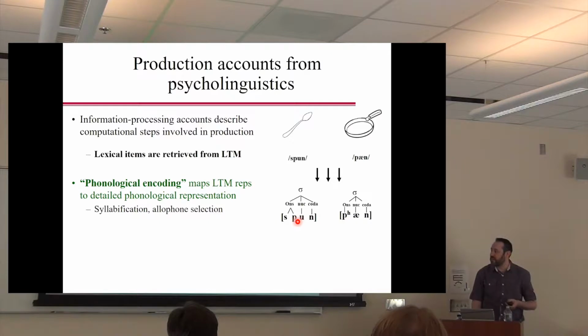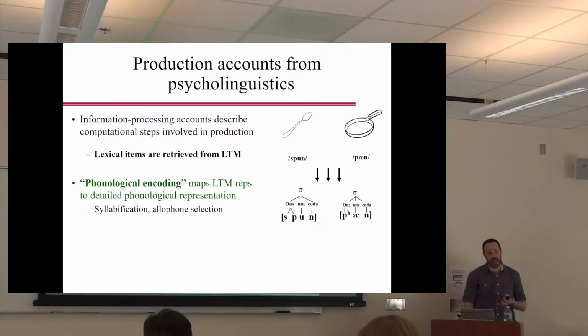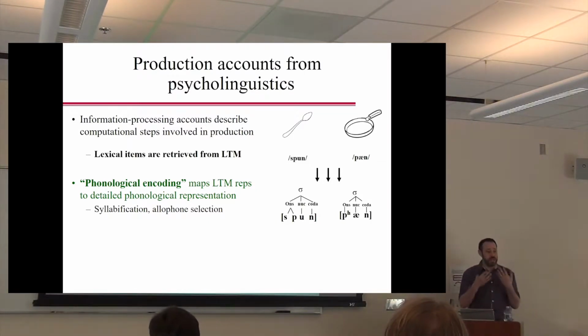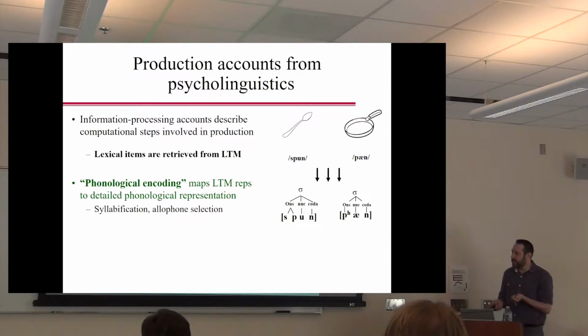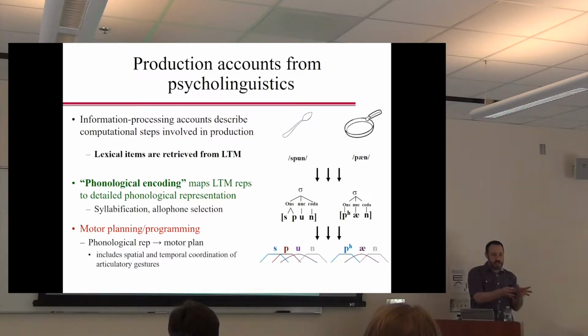You'll notice that these P's are written differently. The P in a word like pan is aspirated, whereas the P in a word like spoon is unaspirated, and actually if you isolate that sound, it sounds like a B in English. It sounds like the way English speakers produce a B. So this is part of this phonological process, syllabification and specifying which allophone is going to be produced. And then that serves as the input to some sort of motor planning or motor programming process, which takes this detailed phonological representation and generates some sort of motor plan.